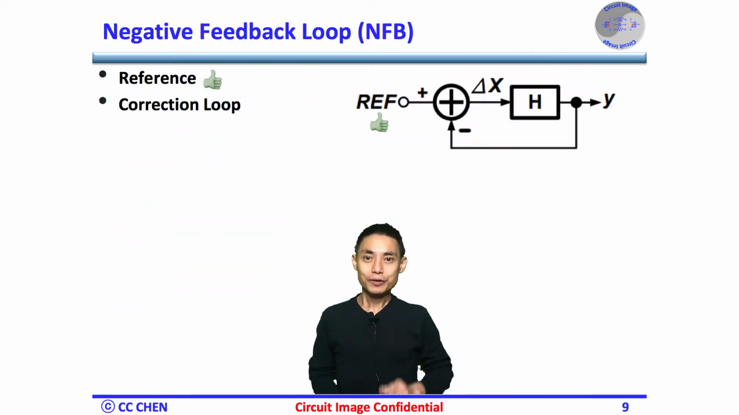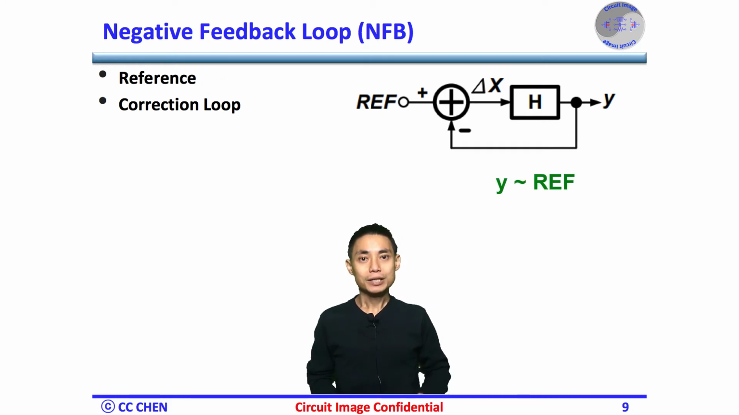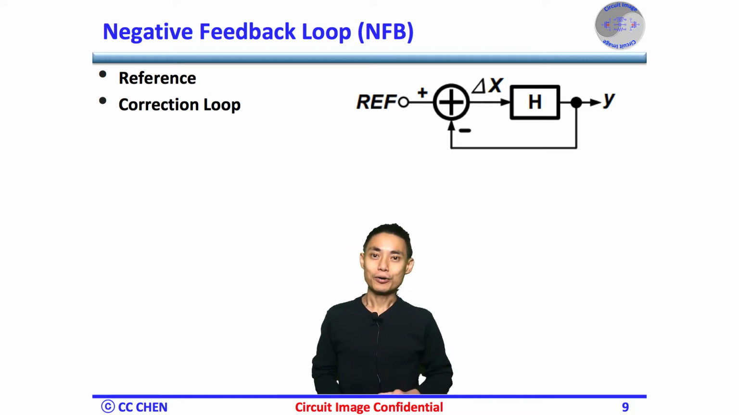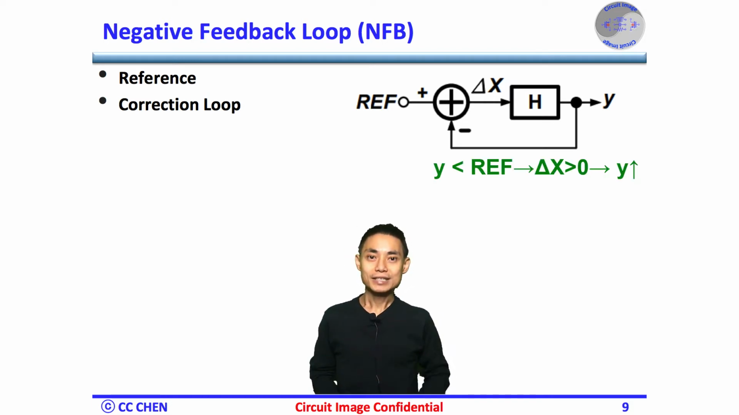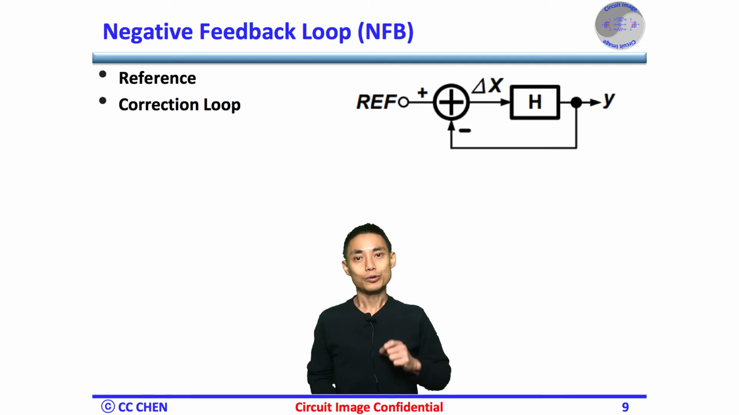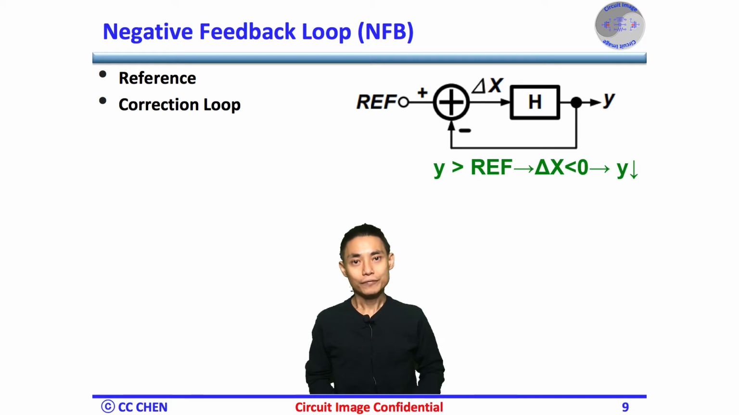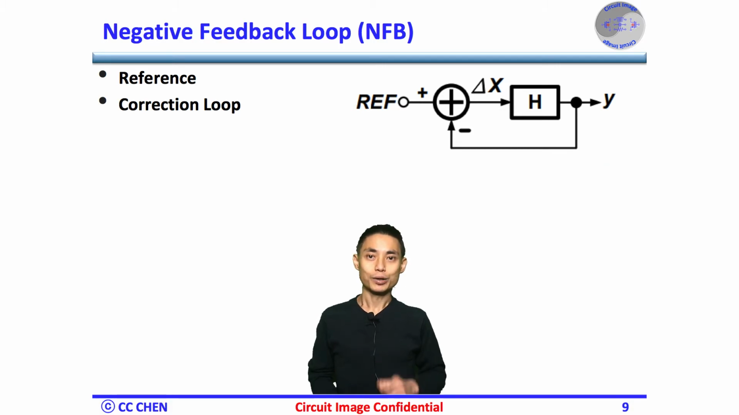If there's a good reference and a negative feedback loop, the output Y will be close to the input reference as shown here. For example, if the output Y is less than the input ref, the delta X will push the output Y to be bigger and close to ref. In the opposite direction, if the output Y is larger than the ref, the delta X will push the output Y to be smaller and close to ref as well.